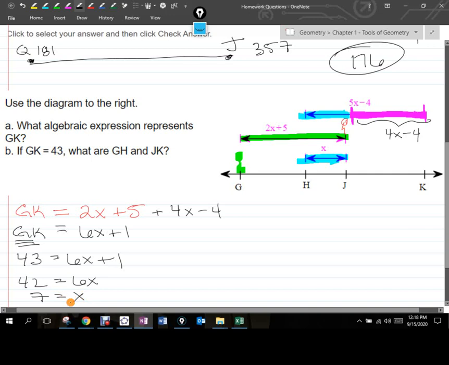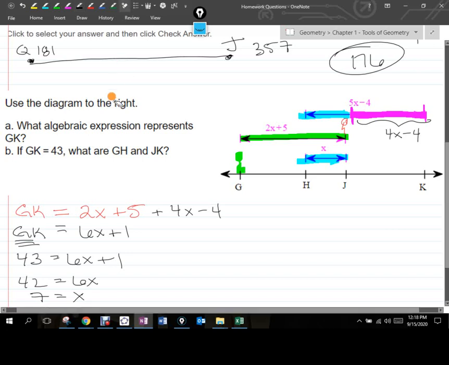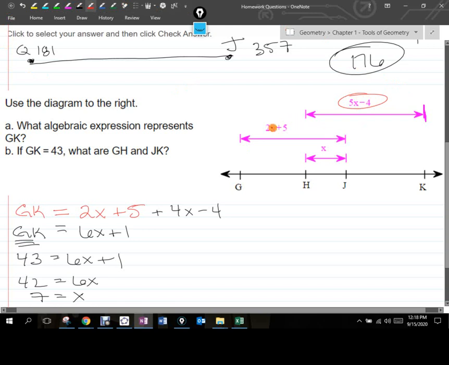If x is 7, they ask us to go through and find GH and JK. If I look at the information that's up there, GH and JK are not any of these three expressions that they provide. That's not GH, that's not GH, that's not GH, and they're not JK either. So we're going to have to do a little bit of algebra in a moment as well. But I'm just going to go ahead and see what this is. H to K, so 7 times 5 is 35, minus 4, 31.